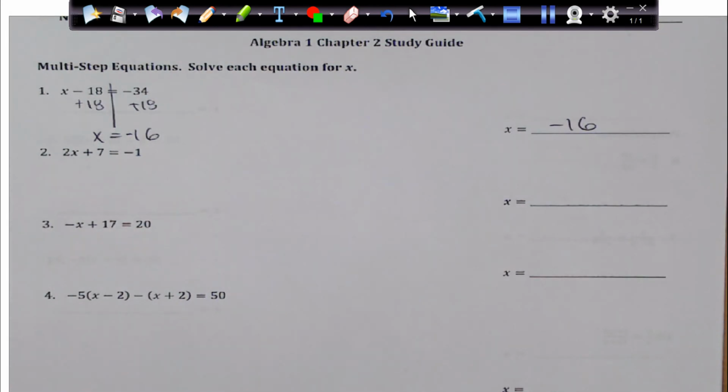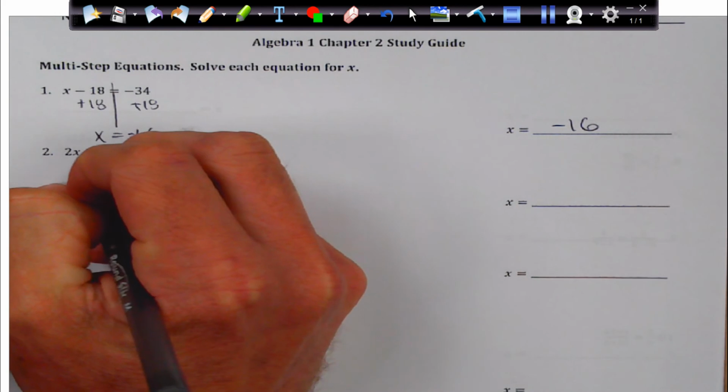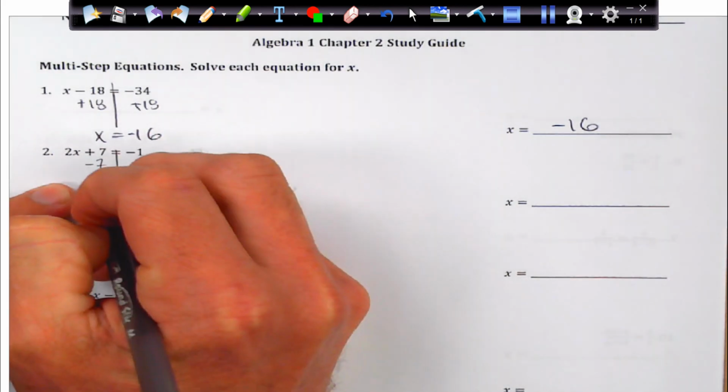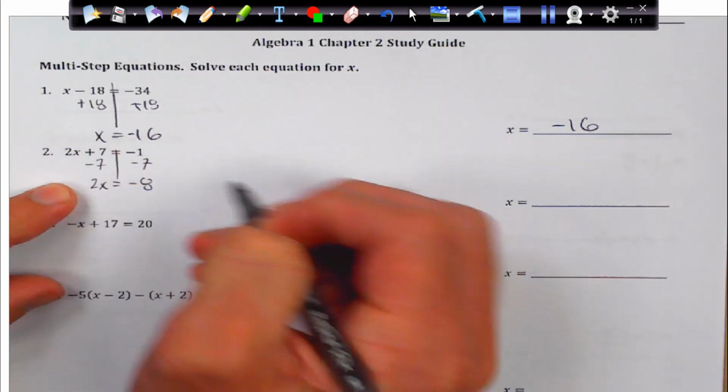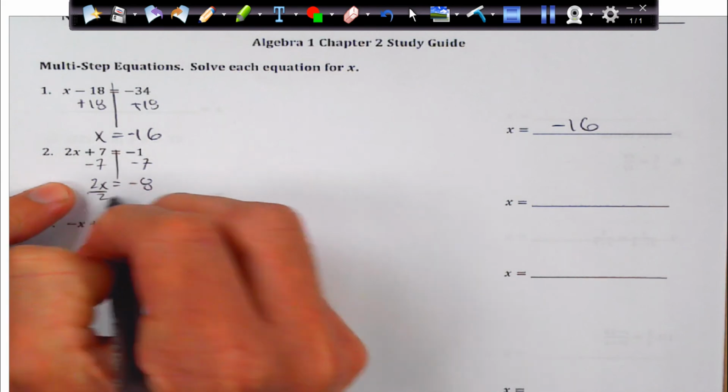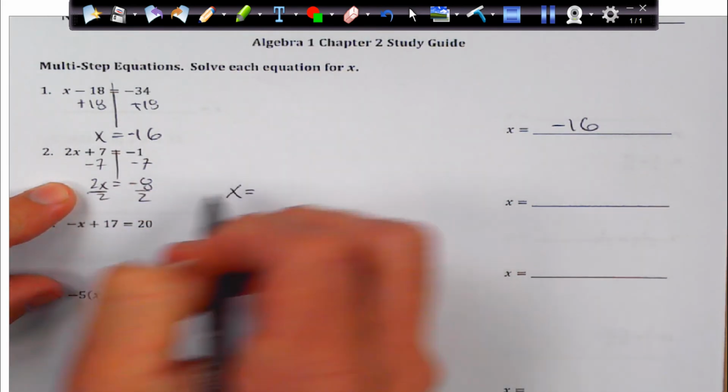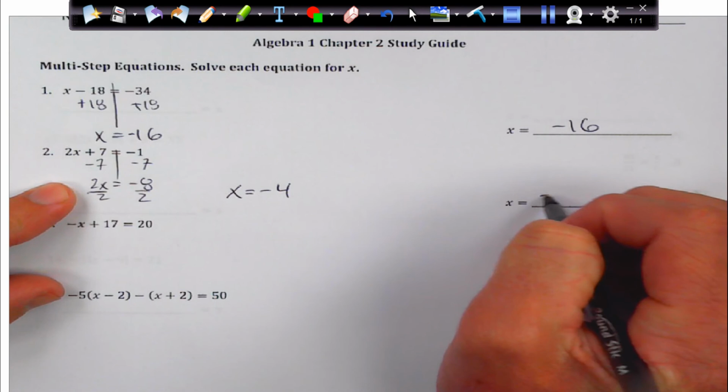All right, next we're going to go with number 2. Subtract 7 from both sides. That's 2x equals negative 8. And then divide by 2. And x equals, that's going to become a negative 4.